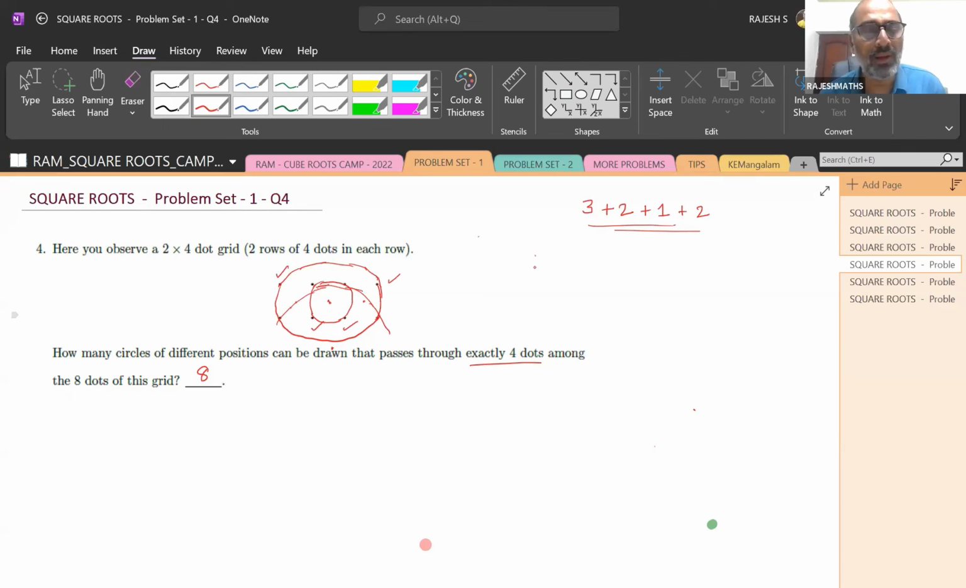Cyclic quadrilateral. No, sir, like the one in which the circle is inside the quadrilateral. No, I am talking about the inscribed quadrilateral, that is okay, but we are talking about the quadrilateral with a circle passing through the 4 dots. Okay, that quadrilateral is a cyclic quadrilateral.